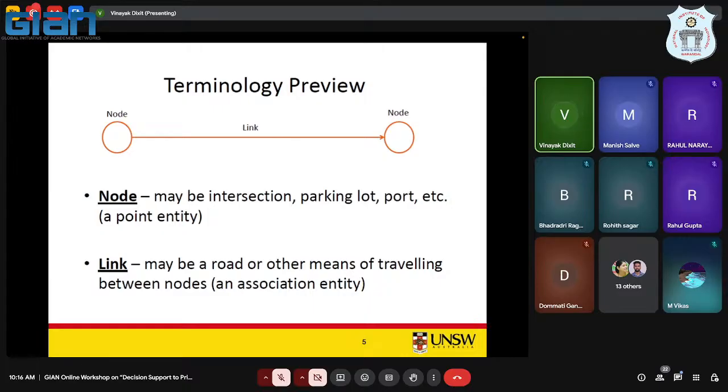So this is just the terminology. You have a node, and then a link. A link is any homogeneous section which connects two nodes. Let's say you have a national highway which is going from 4 lanes to 3 lanes. The section which has 4 lanes is one link. The section which has 3 lanes is another link, and they are separated by nodes. Am I making sense?